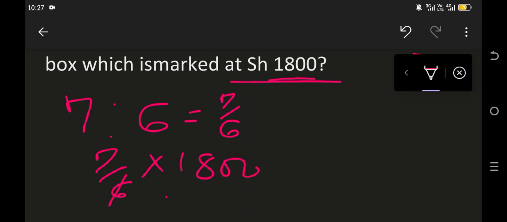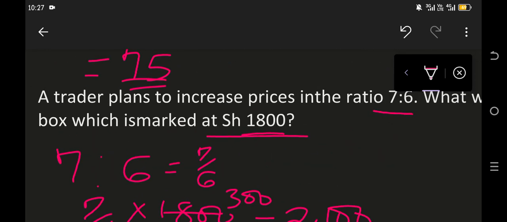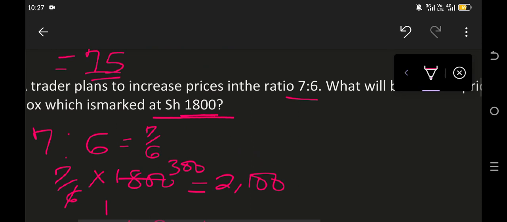So let us simplify that. 6 will go here once, 6 will go there 300 times. And what is 300 times 7? That is 2,100. So the new price of the iron box will be 2,100 shillings. You can see that 2,100 is larger than 1,800. So we have increased the price of the iron box.